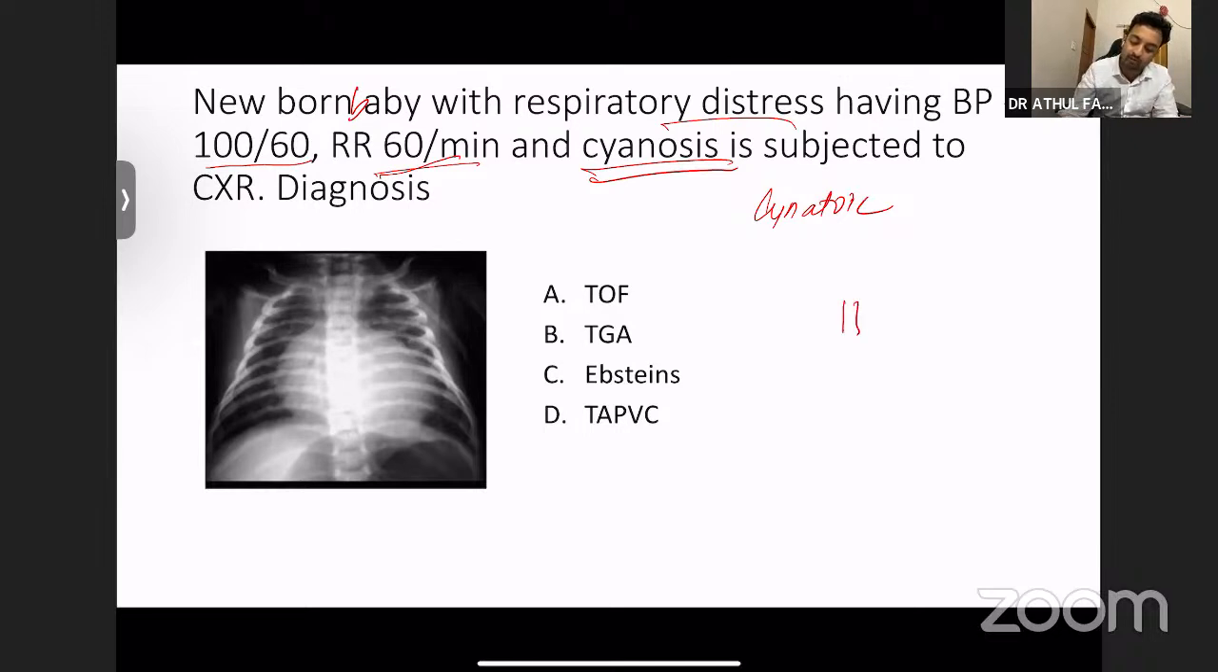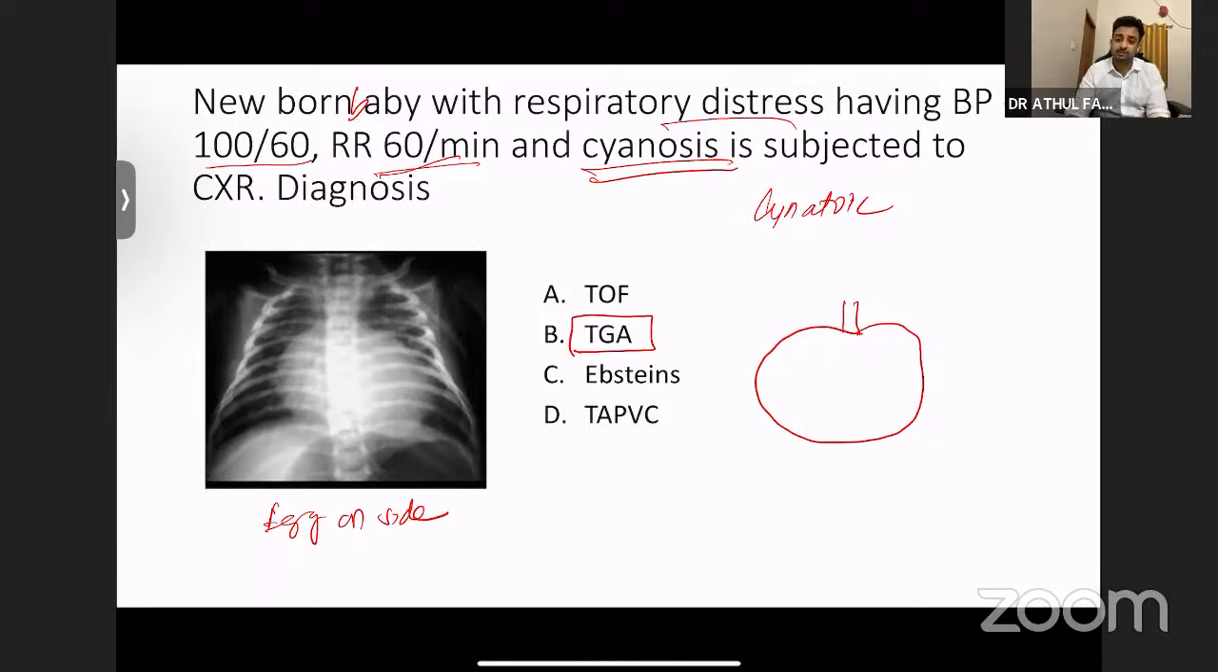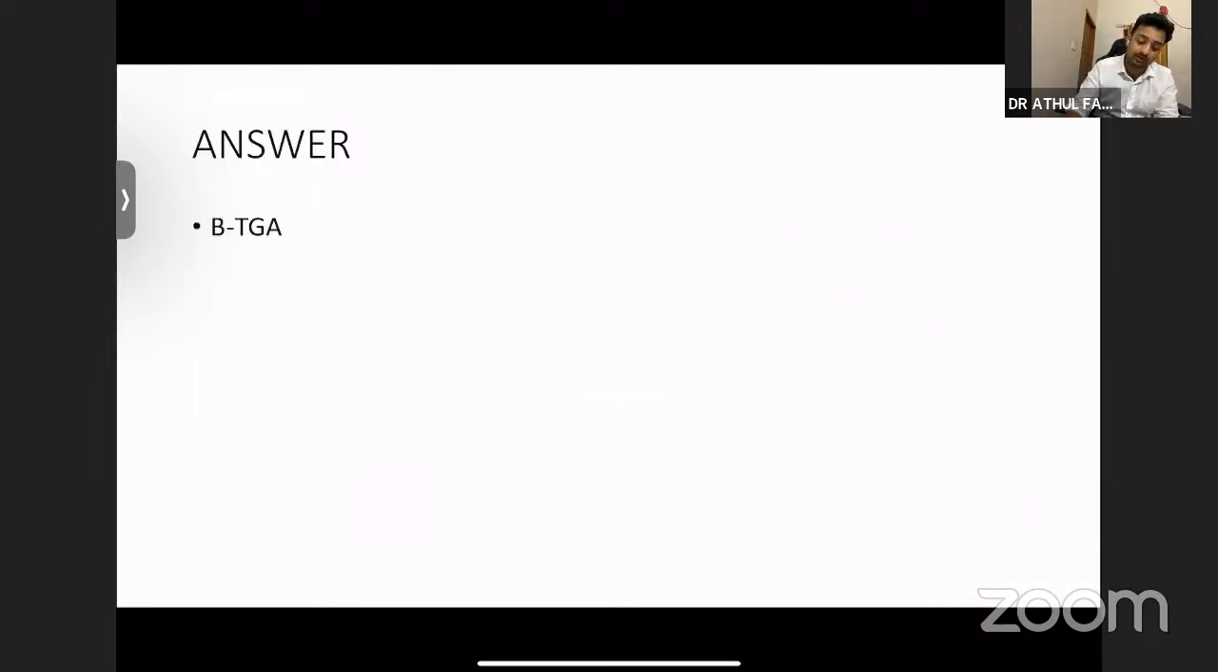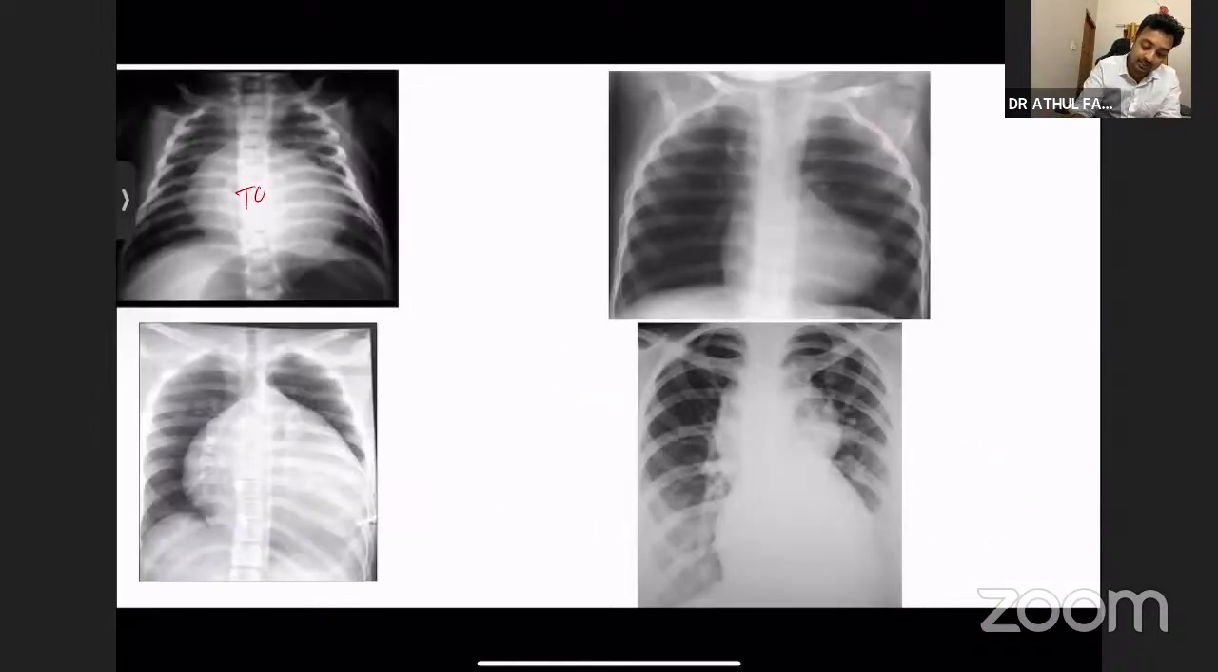So you are seeing a narrow superior mediastinal pedicle with an enormously enlarged heart. This is known as the egg-on-side appearance, which is seen in transposition of great vessels. So with these x-rays, you should be very, very thorough. You should see them again and again so that you won't waste any time getting them right. So this is seen in TGA. TGA has a strong association with maternal diabetes mellitus. That is also important.